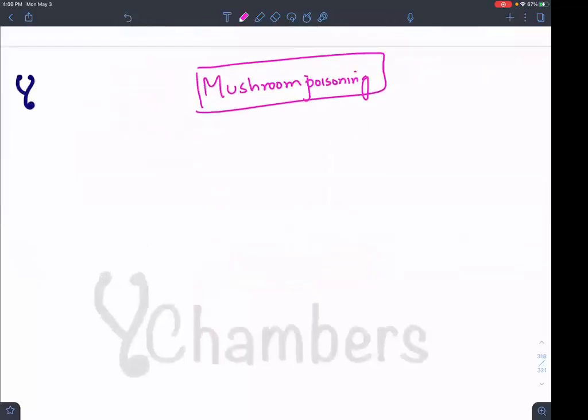So mushroom poisoning. What to say about mushroom poisoning? There are two types. We divided mushroom poisoning into two: one is an early mushroom poisoning, another is a late mushroom poisoning. Early mushroom poisoning is caused by Inocybe and Clitocybe.